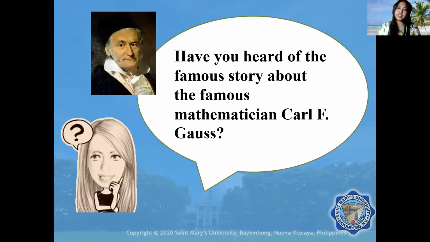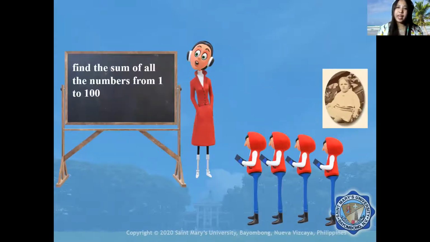Okay, now to explain further about the triangular number, have you heard of the famous story of the famous mathematician named Carl Friedrich Gauss, or Carl Gauss? Let me tell you the story. This is about a classroom setup wherein the teacher of Gauss asked them to find the sum of all the numbers from 1 to 100.